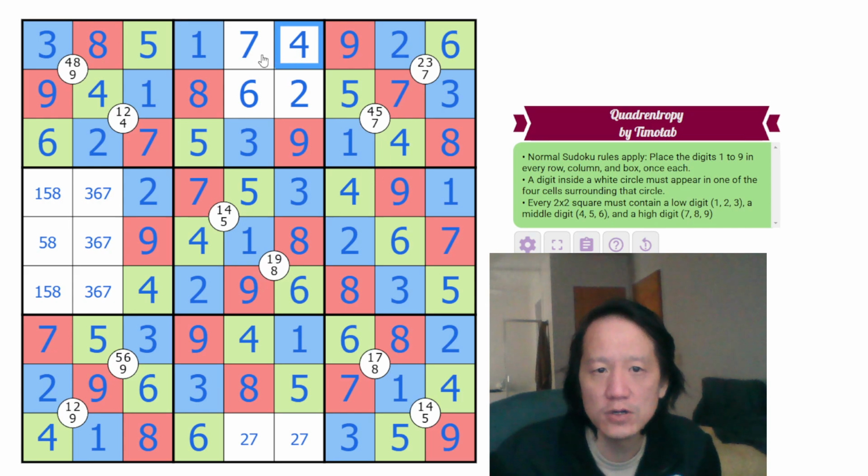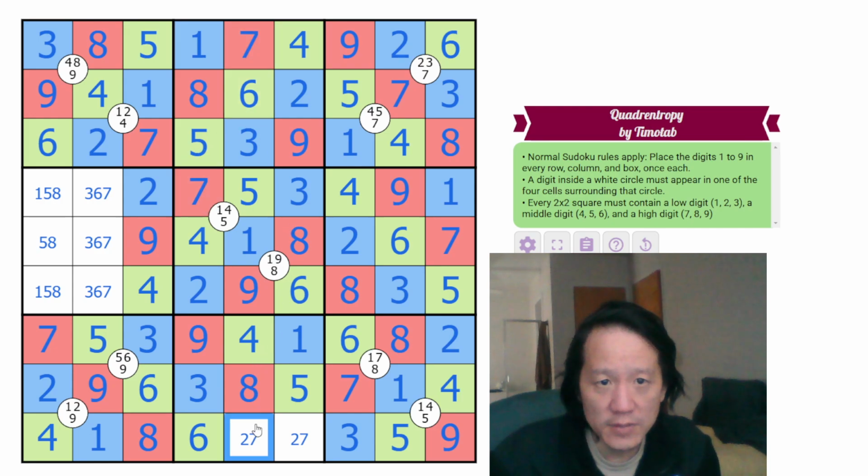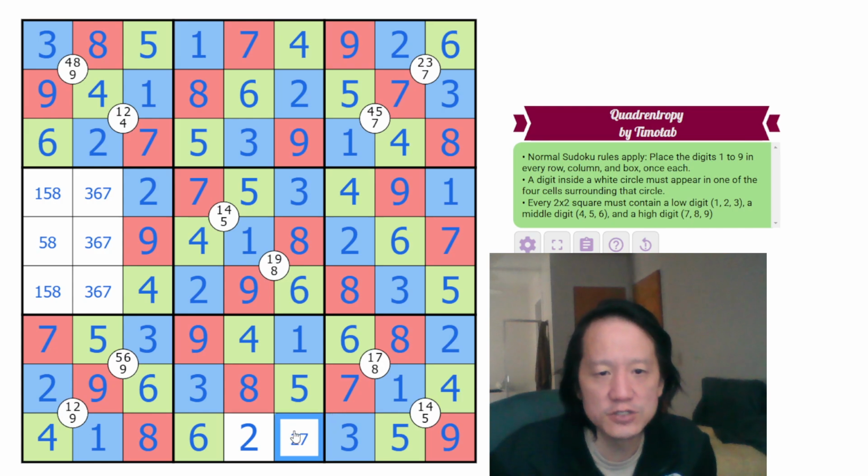That's a 4. So this must be blue. These are both green. And this is red. This can't be 7 anymore, so this is a 2. This is a 7. This is low then. This is high. This can't be 3 or 6, therefore it must be 7, which is a high.